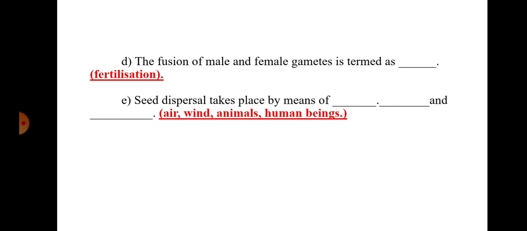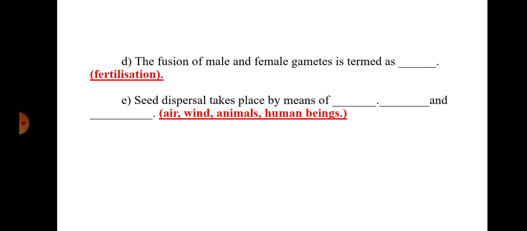Then D. The fusion of male and female gamete is termed as dash. The fusion of a male and female gamete is termed as fertilization. What answer? Fertilization.